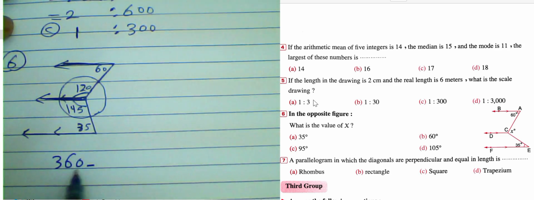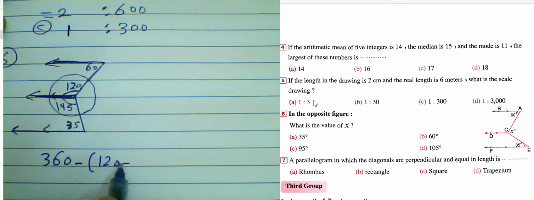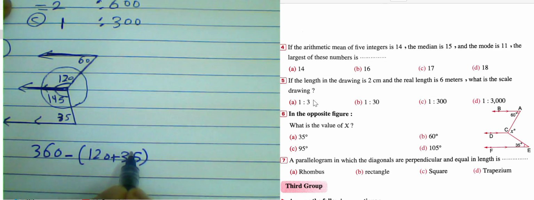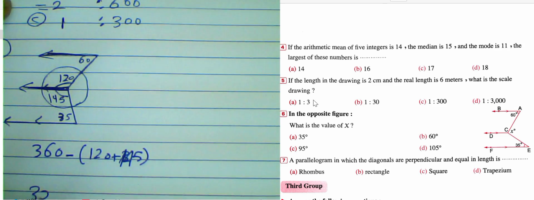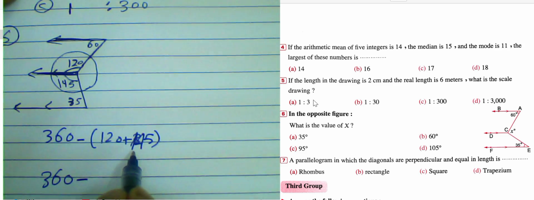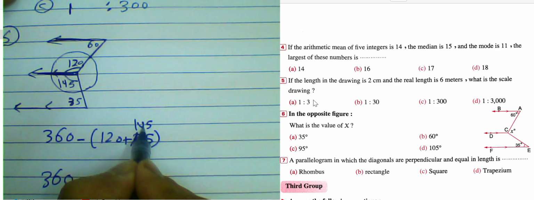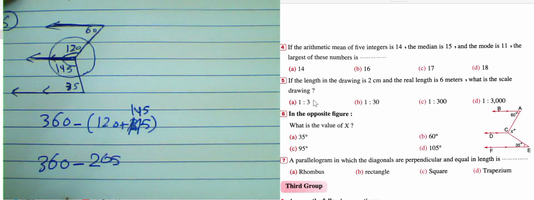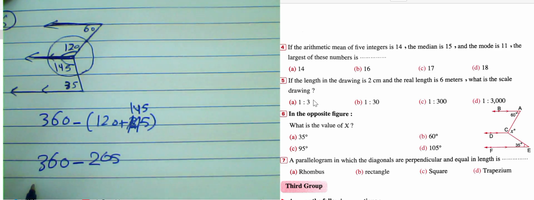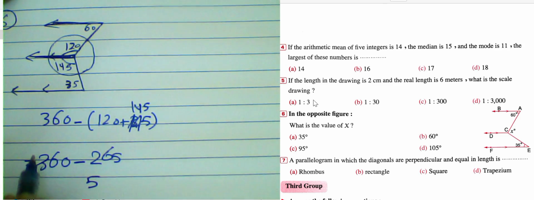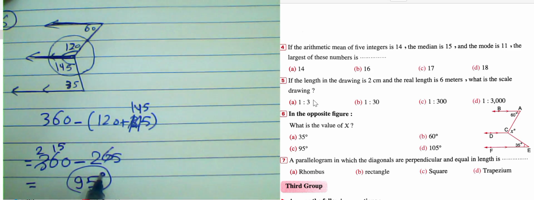Then 360 subtracted by the sum of the two angles, 120 and 145. 5 plus 0, 5, and 4 plus 2, 6, and 1 plus 1, 2. Then you can find the difference between the two numbers. 10 minus 5, it will be 5. And 5 minus 6, we can't do it. It will be 15 minus 6, it will be 9. Then the measure of this angle will be 95 degrees.